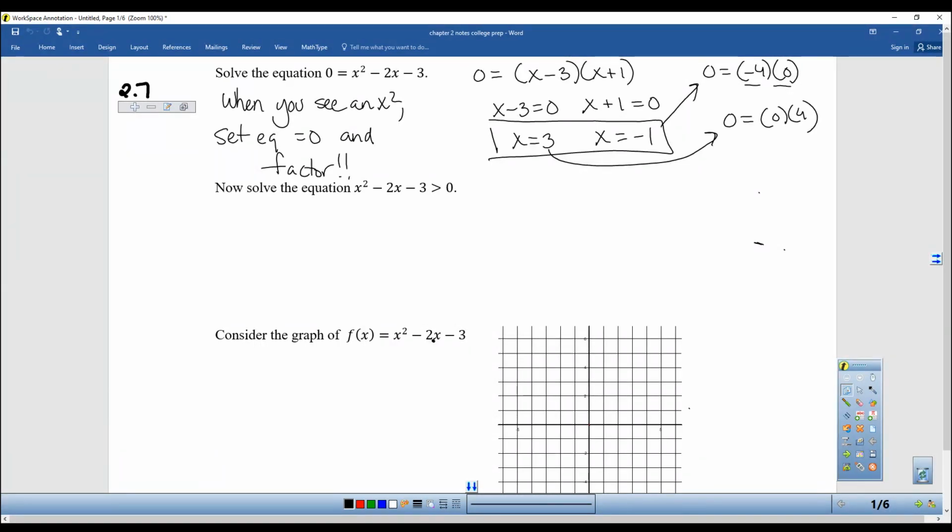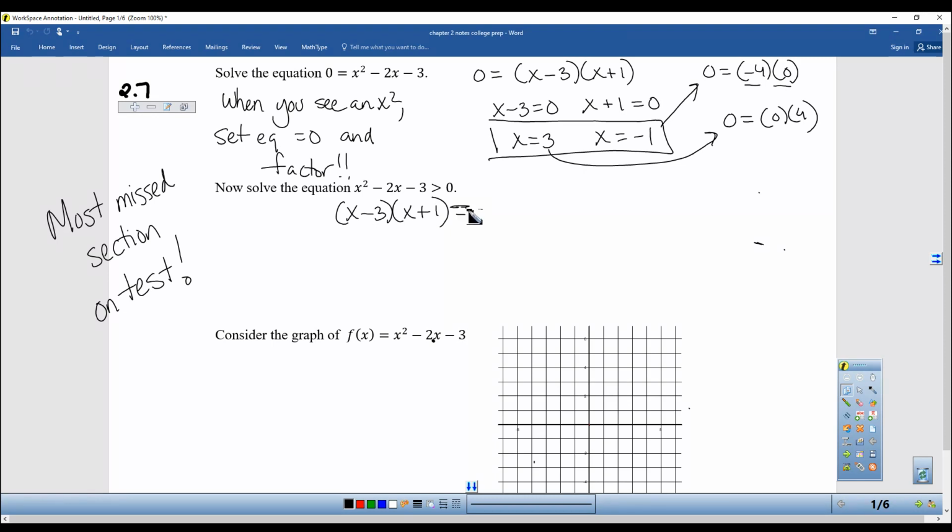Now, these questions are just a little bit harder, but they start the same way. I just want you to know this is the most missed section on the test. I don't know why. Every year I tell everybody this, and it's still the most missed. Okay, so you're going to start it the same way. You're going to say x minus 3 times x plus 1, and you can leave it greater than 0, but I would solve it just equal to 0 and get your two numbers. Okay, so step 1 is to start the same.